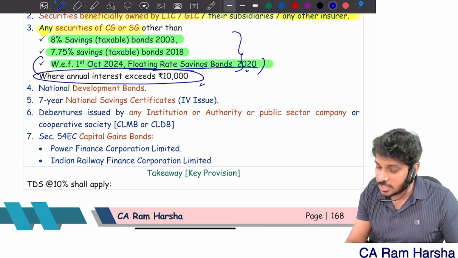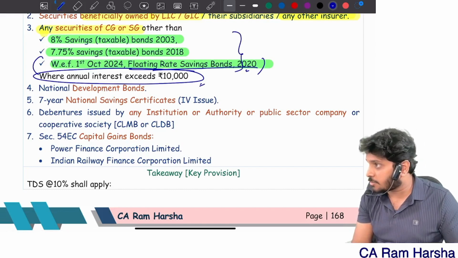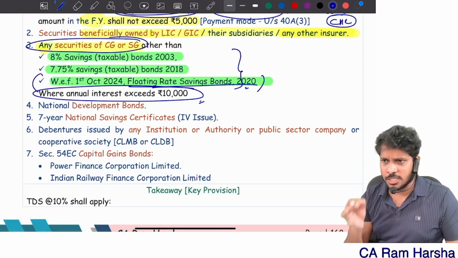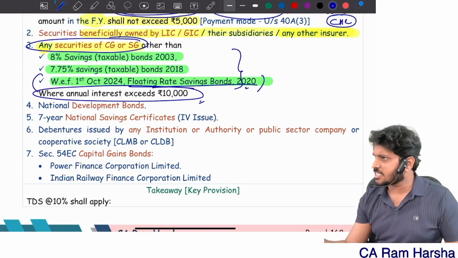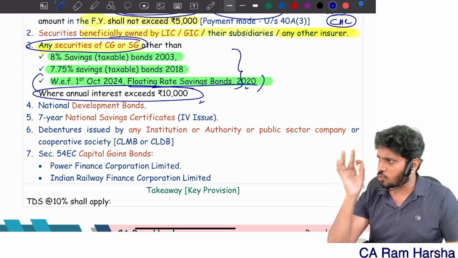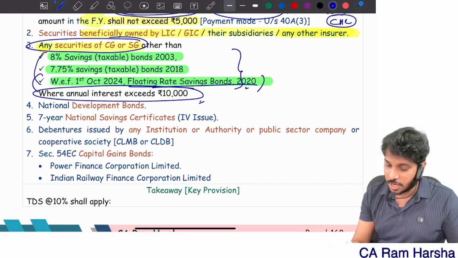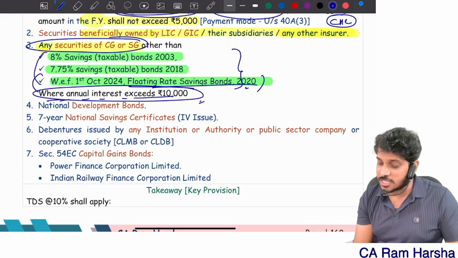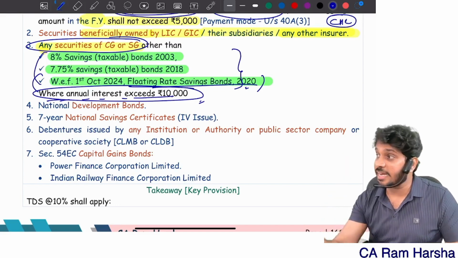Only for these 3, the 10,000 threshold limit is applicable. Suppose interest is paid on government securities, no need to deduct TDS at all. Interest on government securities, no need to deduct TDS. But for these 3 types of bonds, where annual interest is exceeding 10,000, then only TDS will apply.